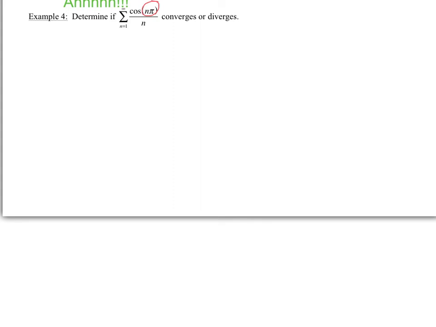And so what we have is the cosine of pi, which is negative 1. And then we have the cosine of 2 pi, because n would be 2 next, and that would be positive 1. And then we would have the cosine of 3 pi, because n would be 3 next, and that would be negative 1. And the cosine of 4 pi is going to be positive 1. And it's going to keep going in that order. And so it is, in fact, alternating.